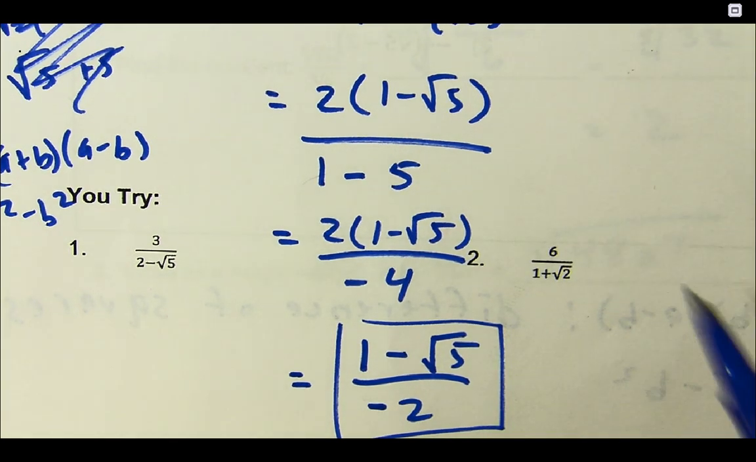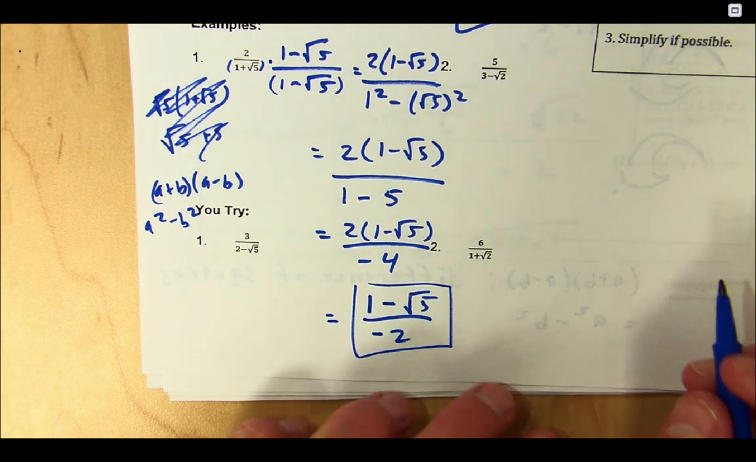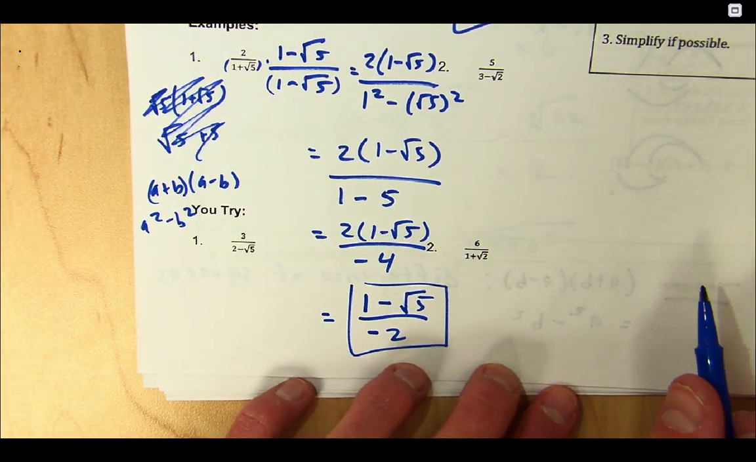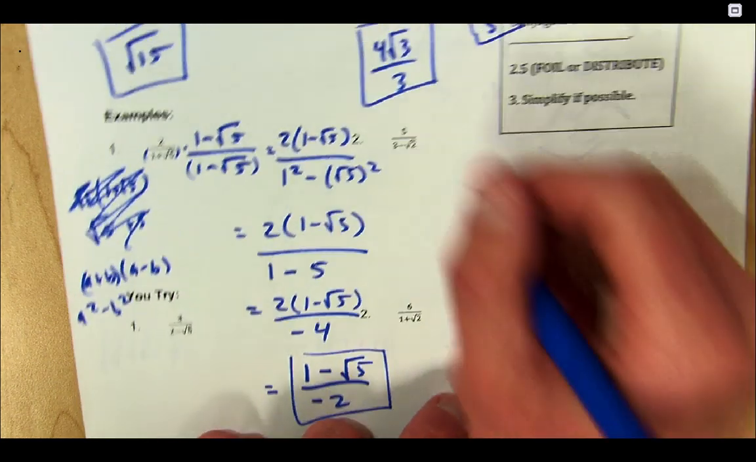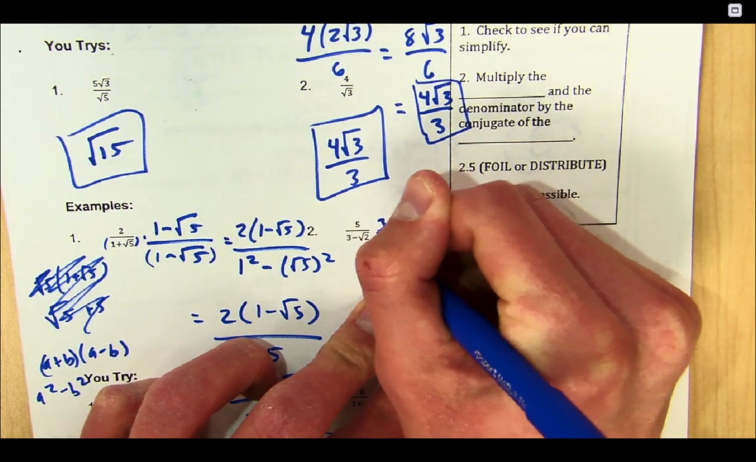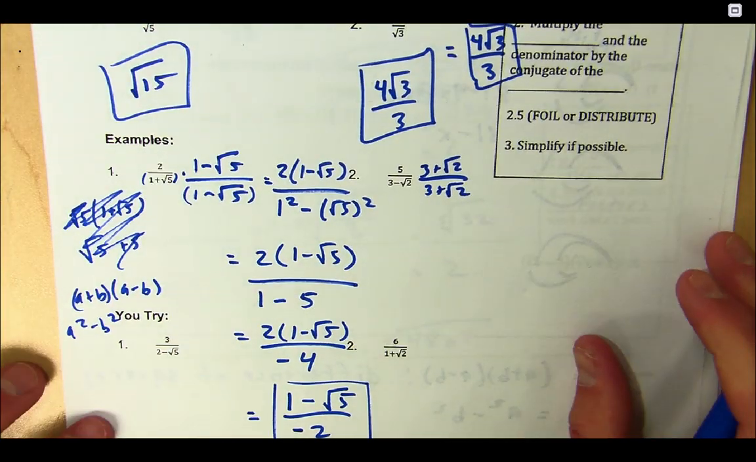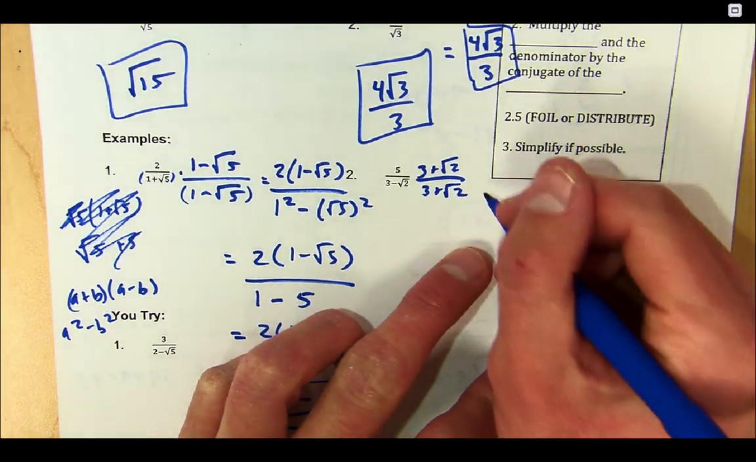So sorry, I got a little carried away. Did not space this out well. I'll have to write smaller for this one. Okay, so let's try this again. You have 5 over 3 minus root 2, so I need to multiply by the conjugate. And the conjugate this time is 3 plus the square root of 2. So multiply top and bottom by 3 plus the square root of 2.